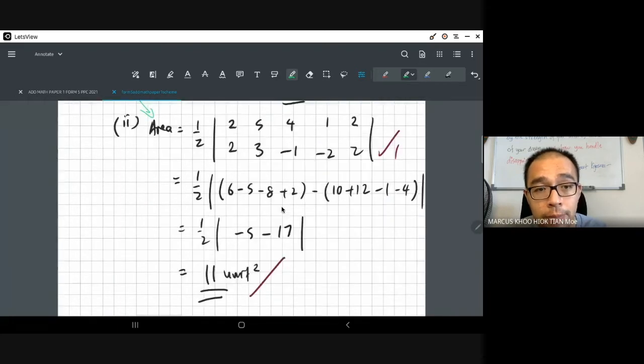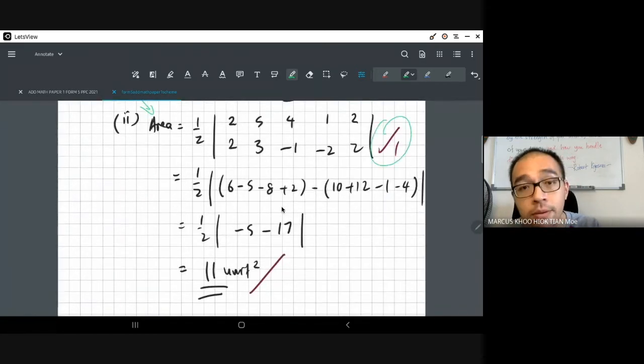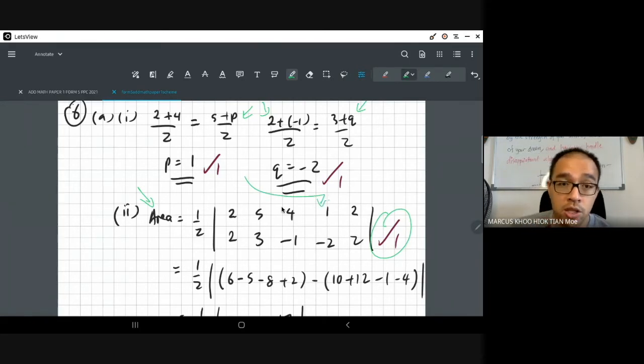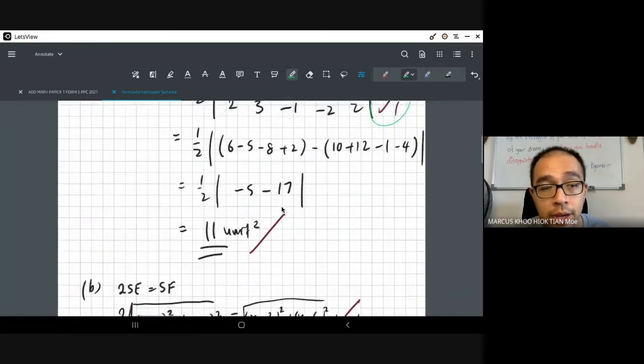Okay, so what happens is you will only get 1 mark for the correct substitution. Everything else you will get wrong. It's not your fault. Kalau katakan kamu dapat P salah, bahkan P dan Q salah, tapi kau gunakan nilai itu di sini, in the area formula, you will get 1 mark if you substitute it correctly. But you will not get the mark for the final one.